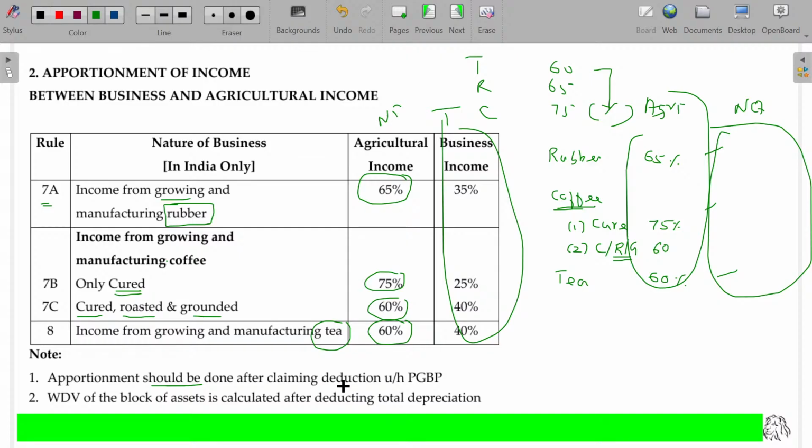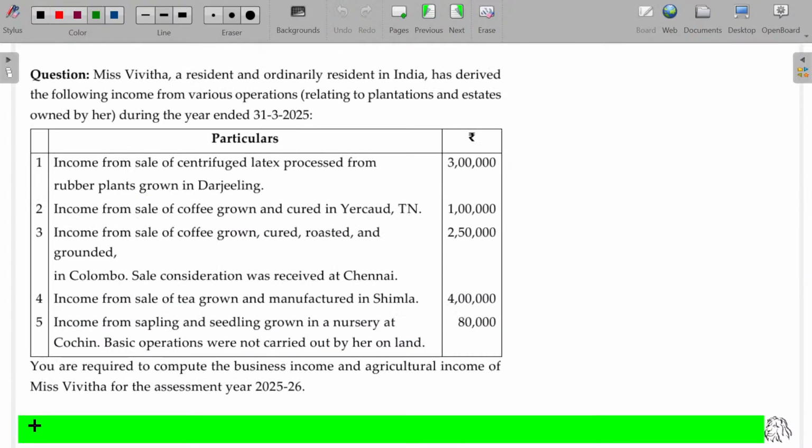Apportionment should be done after claiming deductions under section PG, under the head PGBP, profits or gains from business operations. We'll study that along with that chapter, not now. Whatever deductions you can claim from this income can be claimed as per the provisions applicable under the income head PGBP. We'll see these two points along with the illustration later. Right. Let's see.